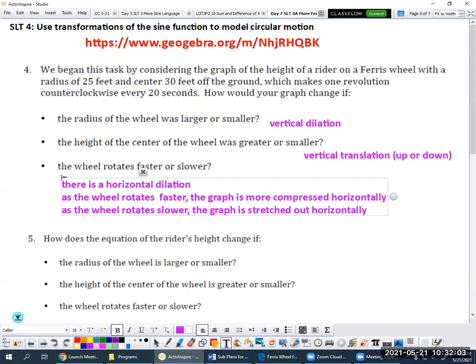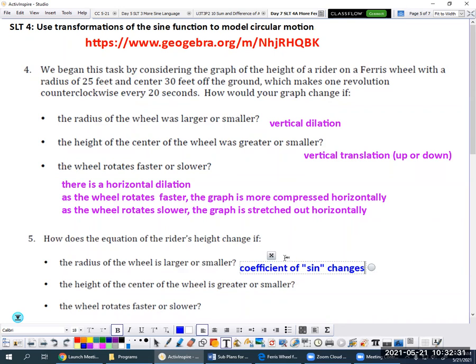Okay, so now we're talking about the equation. So what changes in the equation? We're going to be really specific. Where do I change the equation if the radius of the wheel changes? So we want to be really specific, and that is the coefficient of sine is going to change.